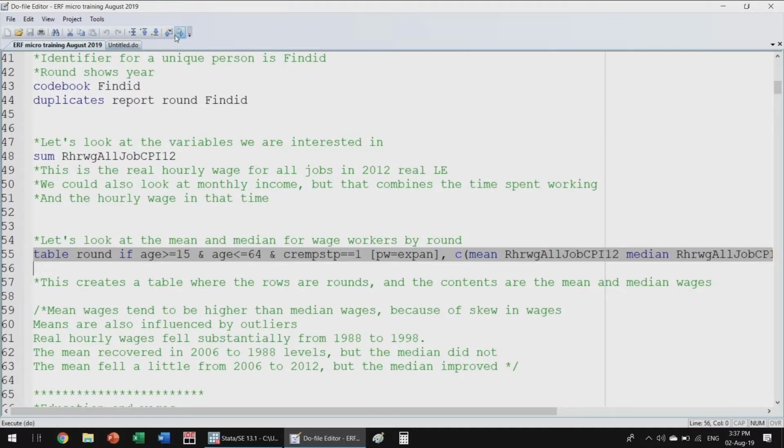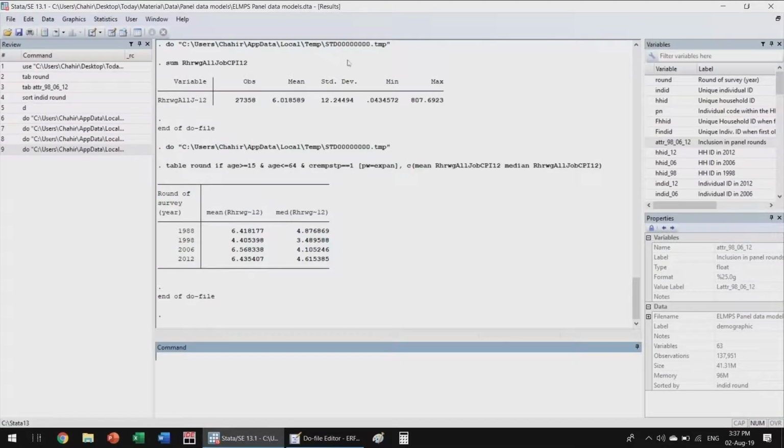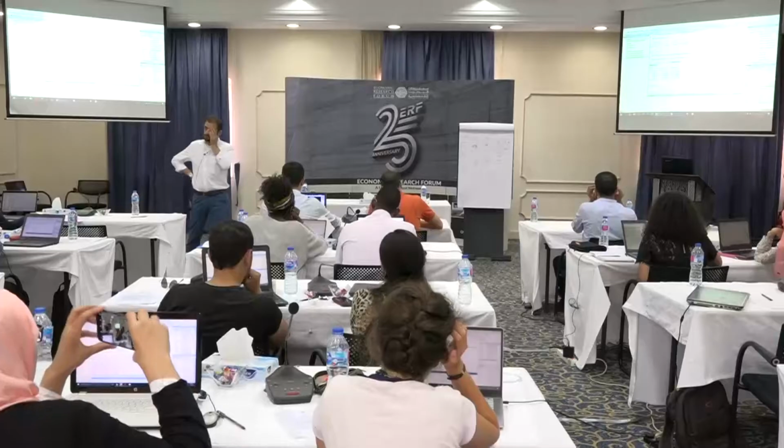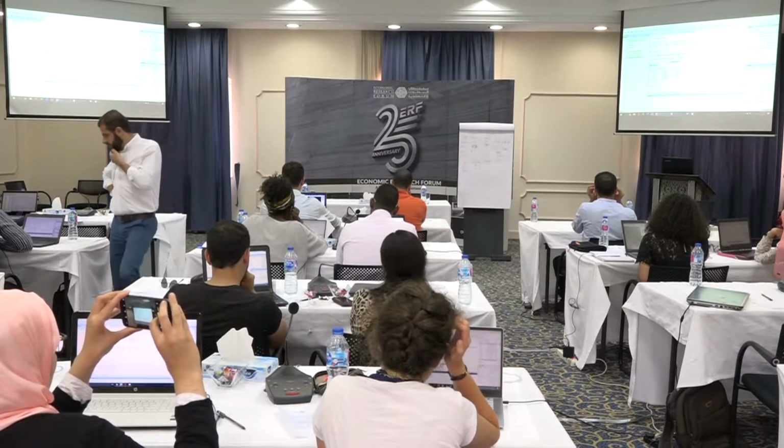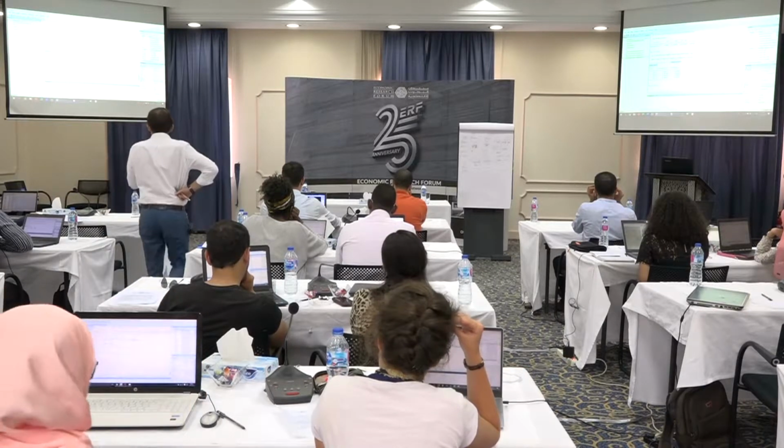So if we run this, as you can see here, we will have both the median and the mean for different rounds for the real hourly wage. So what can you see about how the wage, both its mean and its median, evolved over time? Did it increase, decrease? And here I'm talking about real wages, so there is no effect of inflation. So did wage increase or decrease over time? I mean, it didn't change significantly, especially for the mean.